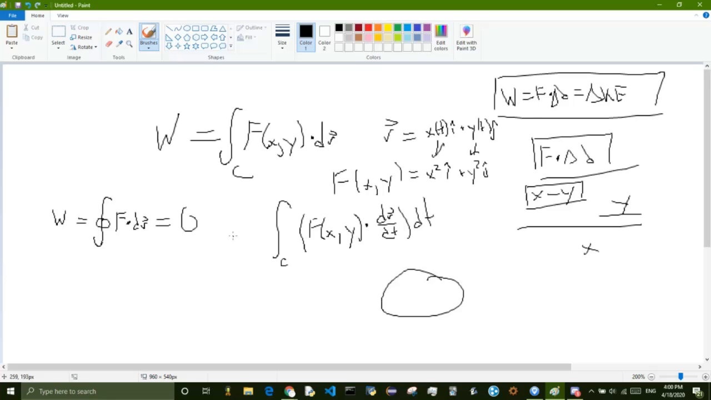So work, how do I say this? This essentially means that energy is conservative, right? Which might seem like a little bit of a jump. But what this is saying is if you go in a full circle, only the endpoints matter.